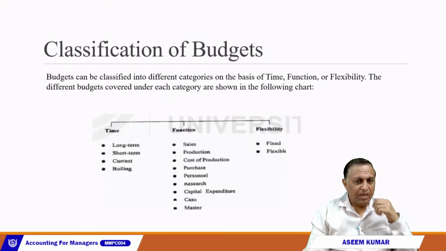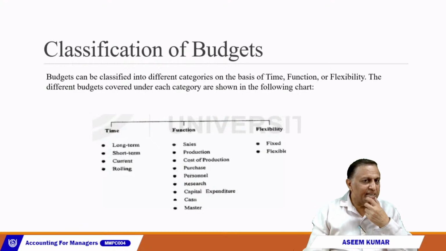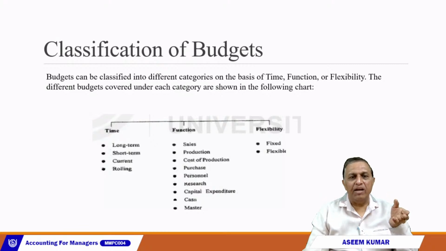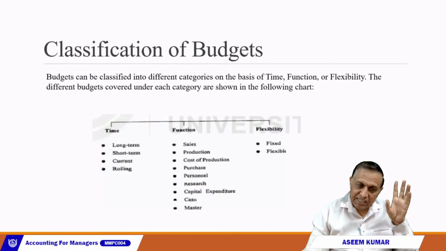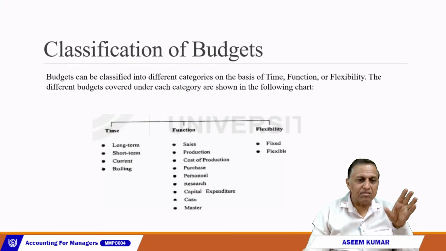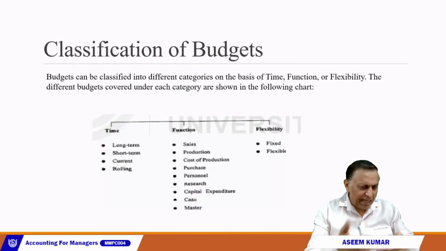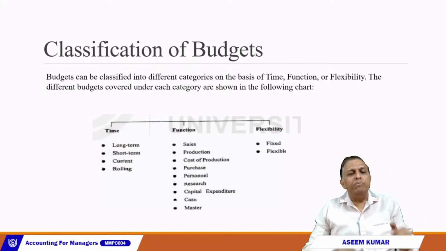Classification of budget. Here we have the budget can be classified into different categories on the basis of time, function, or flexibility. The different budgets covered under each category are shown in the following chart. If you just look at the time factor, it could be long term, for a longer time, for a shorter period, it could be concurrent, or it could be rolling.